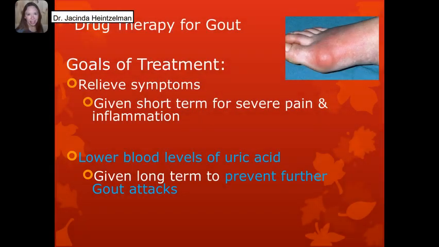What can we do for these patients? Well, the goal of the treatment is to help relieve the symptoms. We will give medications short term to help relieve the pain and the inflammation. The main thing we want to do when we're treating gout is to make sure we're treating the cause. Remember, the cause is that overaccumulation of uric acid. So what we really want to do is lower the blood levels of uric acid. This is going to help prevent further gout attacks. If we don't have those high uric acid levels, we're not going to have accumulation of uric acid, which then will cause the pain in the joints.